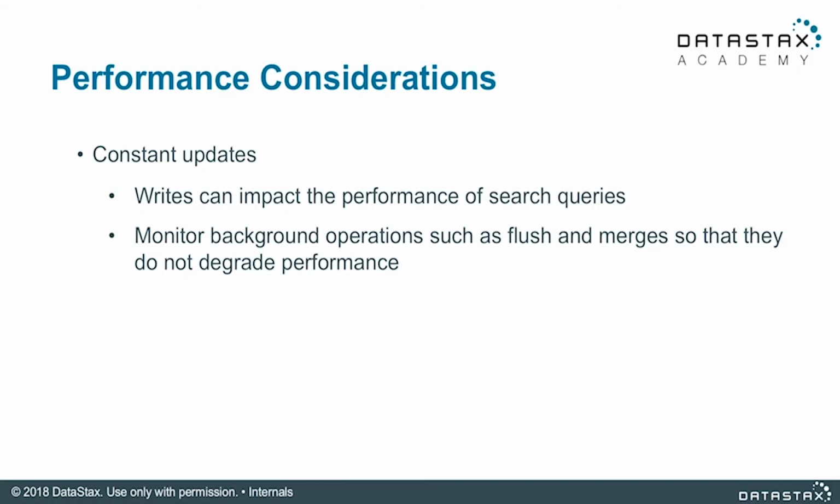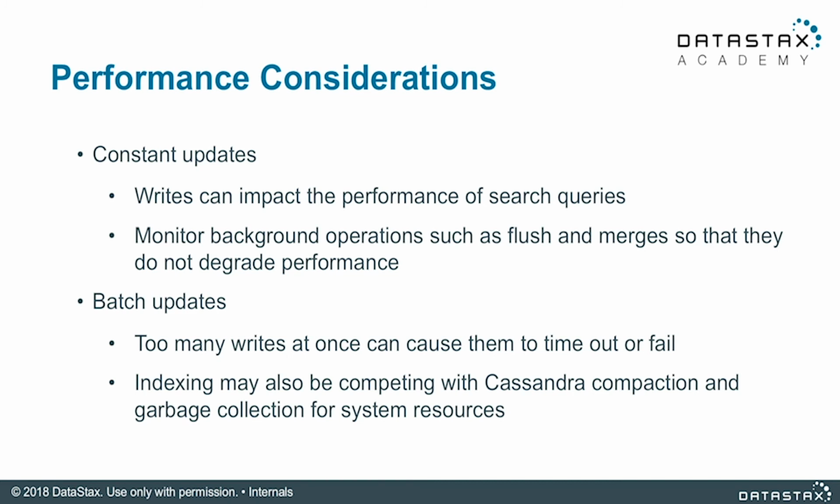There are some things to be aware of when it comes to write performance for indexing. One of these things is constant continuous updates. As writes cause data to be indexed, background operations can have an impact on search query performance. If the write workload shows this kind of characteristic, make sure to monitor the commits and merges that occur and tune the configuration as needed to help prevent performance degradation. The other pattern to watch out for is batch updates, particularly caused by events such as bulk loading data. Having too many writes taking place at once may cause them to start to time out and fail, as you may start to have resource contention from several different processes, including indexing, Cassandra compaction, and garbage collection.